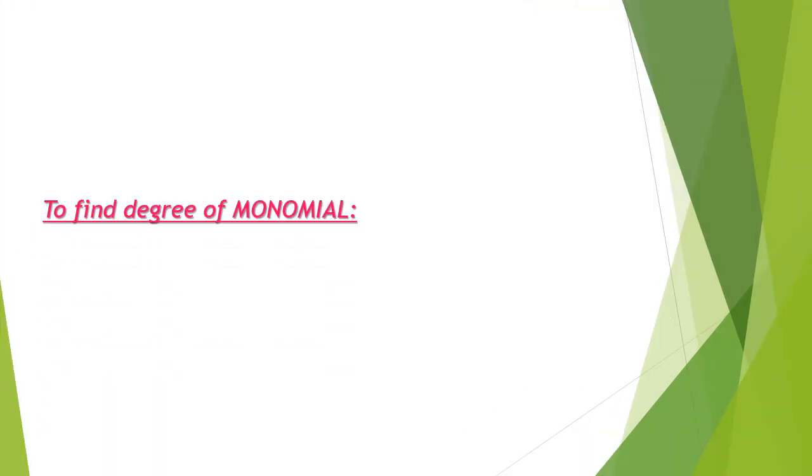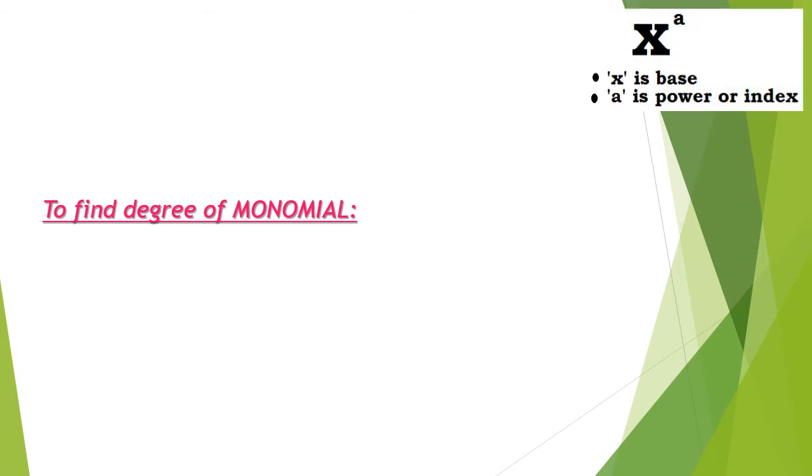Now, to find the degree of a monomial, mono means one term. So now you need to understand this thing. Here, x to the power a: x is the base and a is the power, or we call that index, as we are going to study in indices later on. So we just need to understand that x is base and a is power, and to find the degree of any algebraic expression we need to be clear about the power or index. So let's find the degree of a monomial.